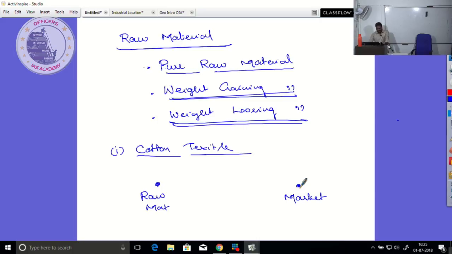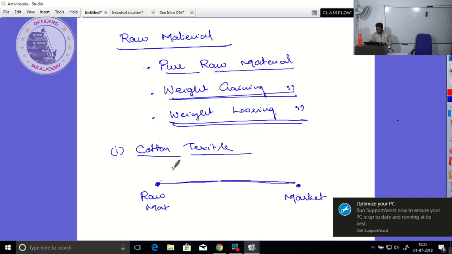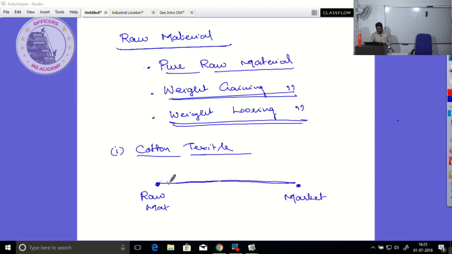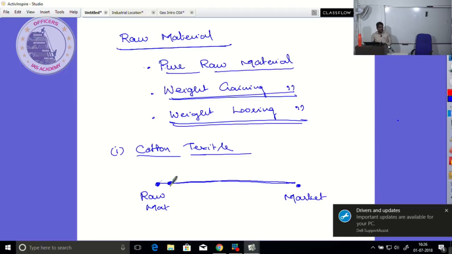Right, sir. Imagine, I am talking about a pure raw material which neither loses its weight nor gains its weight. Imagine that it is a linear position, sir. Almost connected by a railroad or train route, sir, whatever it is. Right, where exactly you can have the locational aspect of industry? Any places throughout this linear route you can have, because transportation cost is not going to make much difference. If that is the case, when I talk about a pure raw material like cotton, you can have cotton textile near the raw material centers, or you can have cotton textiles near the market centers, or you can have anywhere near your native also you can have, sir.